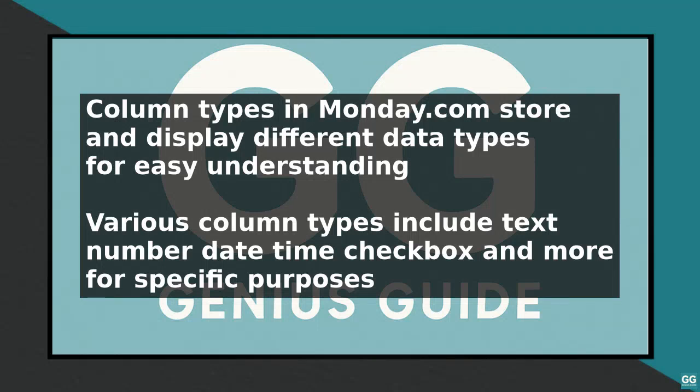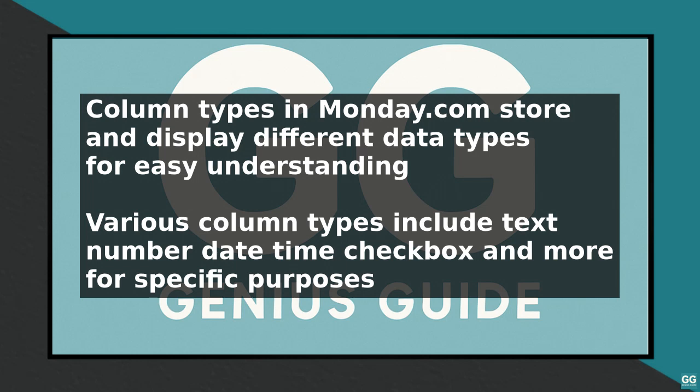Using Monday.com column types is an essential part of creating a customized and efficient workflow. Column types allow you to store and display different types of data in a way that is easy to understand and analyze. To start, it is essential to understand the various column types available in Monday.com. These include text, number, date, time, checkbox, and more. Each column type serves a specific purpose and allows you to capture specific data.